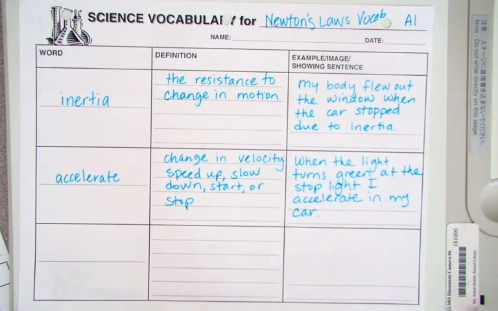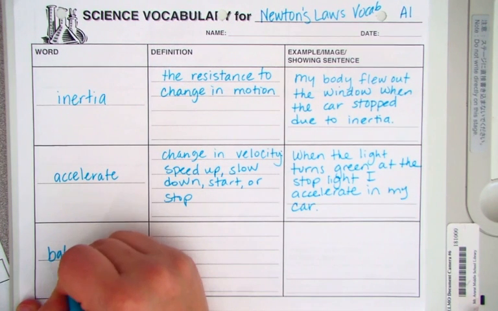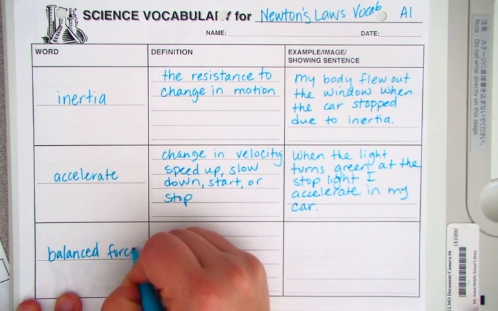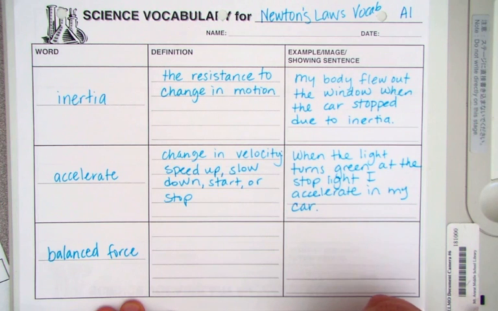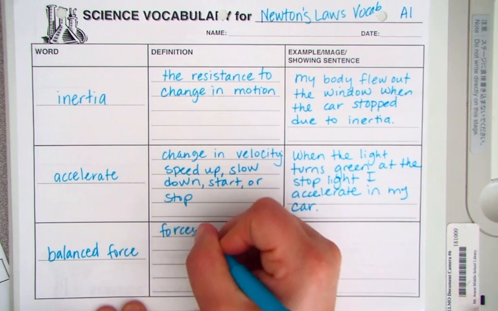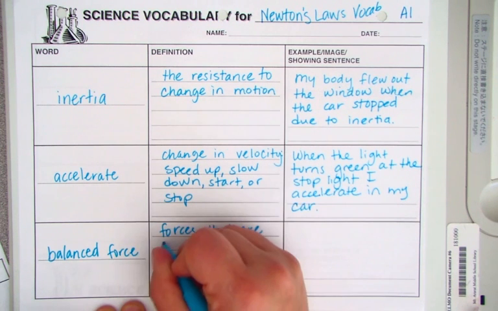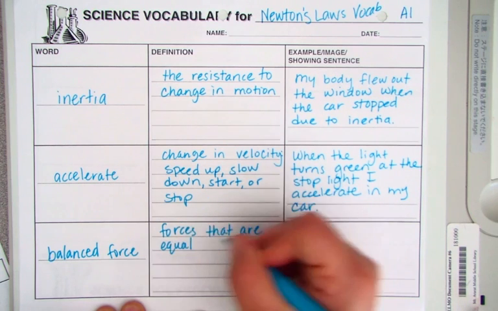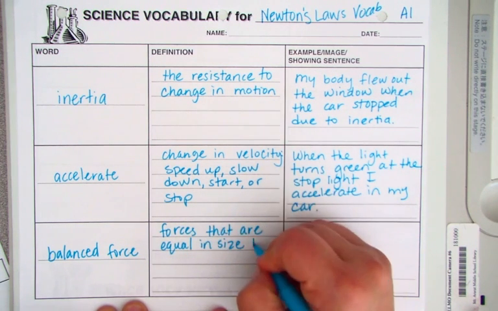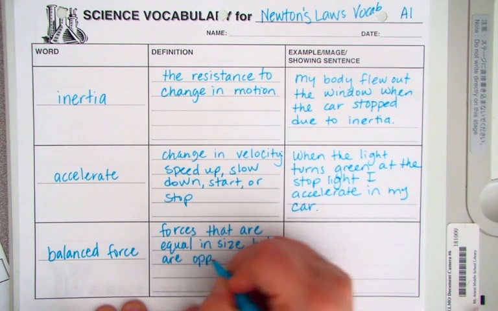Okay. The next vocabulary word is balanced force. We've talked some about this as well. The definition for this is forces that are equal in size but are opposite in direction.